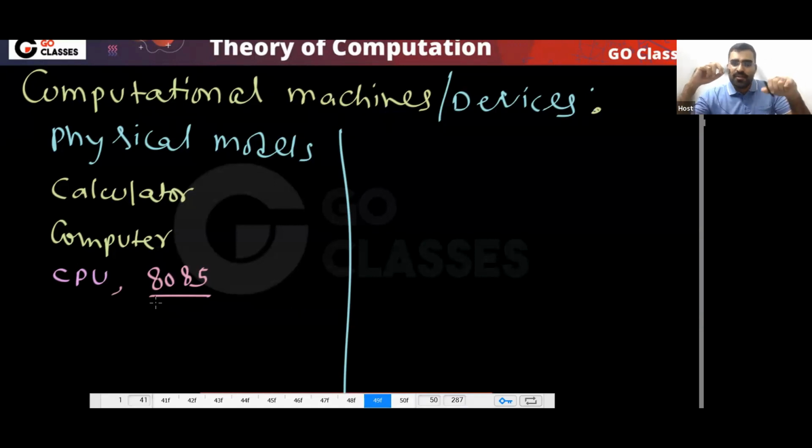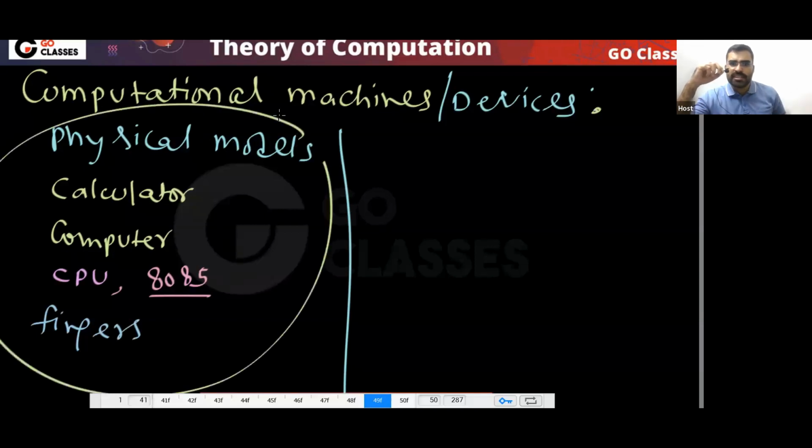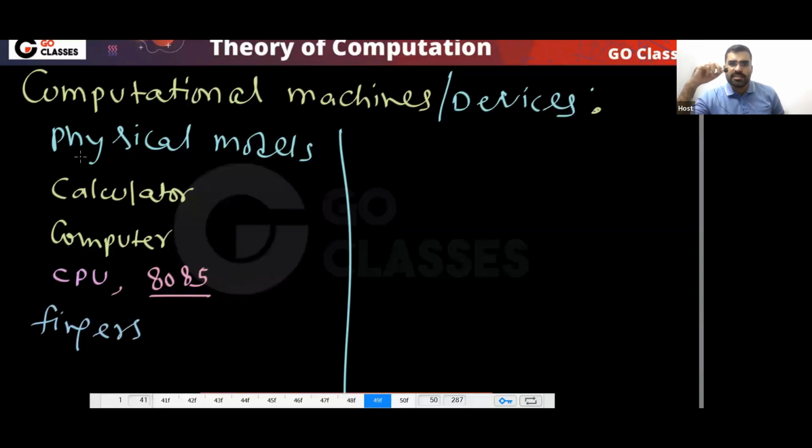Okay, anything else? Tell me from where you started when you were a very small child. How did you count? How did you do the computation? On the fingers, yes. So on the fingers you have done. So these are some physical mediums of counting. These are some physical models of computational devices. Okay, yes or no? Is this clear?